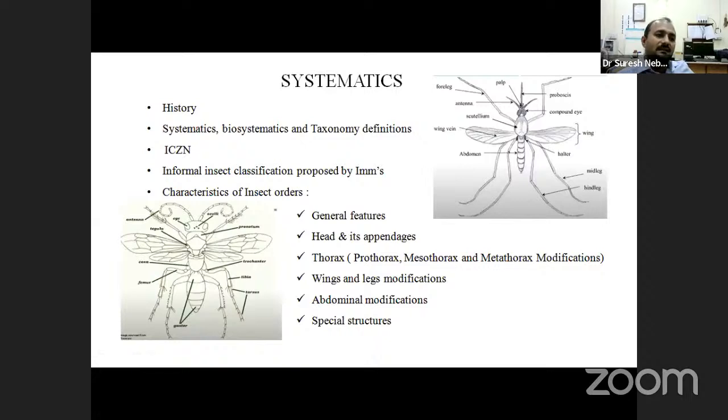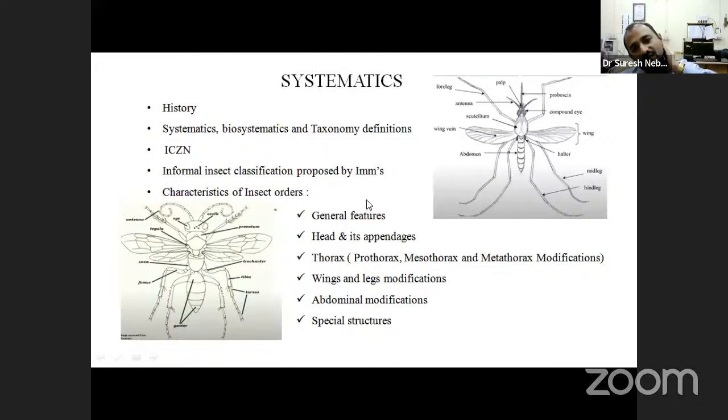So the next section is systematics. In systematics, mainly you have to focus on the definition part. There is one book, Animal Taxonomy by Kapoor. In that book, the definitions are given very nicely, so you can refer to that book. It is there in libraries everywhere. Then you should know the International Code of Zoological Nomenclature. Simply, they can ask for the full form, and they can give very confusing words. So you should be clear what each word is.